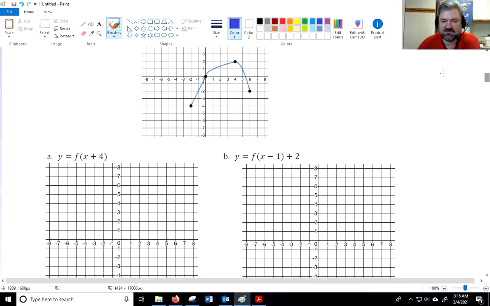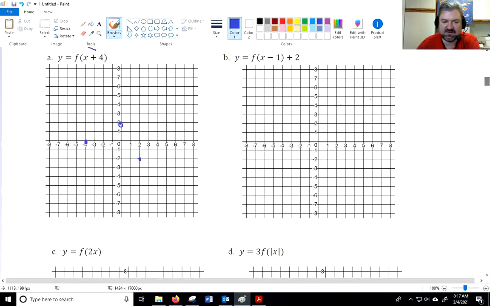All right, so we're going to be looking at how these points are translated. F of x plus 4, since insiders lie, as we always say, this plus 4 on the inside is going to shift every point 4 to the left. So 0, 0 goes to negative 4, 0. 4, 2 will go to 0, 2. 6, negative 2 will go to 2, negative 2. And negative 2, negative 4 will go to negative 6, negative 4. Which gives us this kind of shape here.